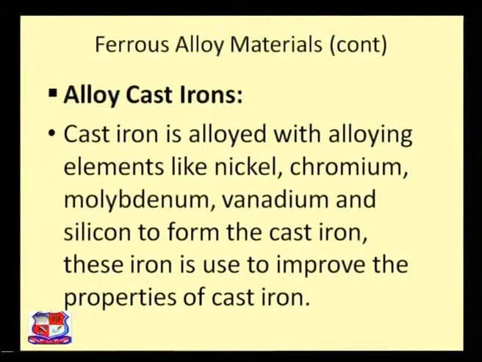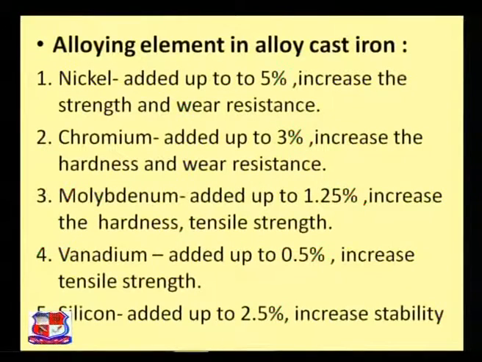Now we will try to know the main reasons behind adding these extra elements. But we will keep in mind that in all alloy cast irons some extra elements are added in a considerable amount. Now, alloying elements in alloy cast iron: why do we add nickel? Nickel is added up to 5%, and we add nickel to increase the strength and wear resistance.